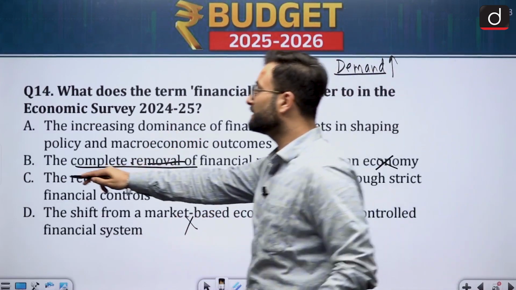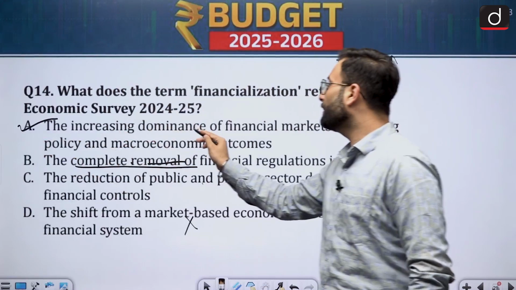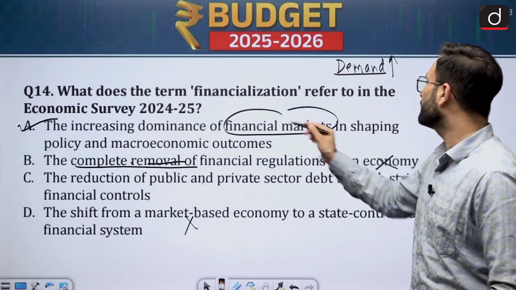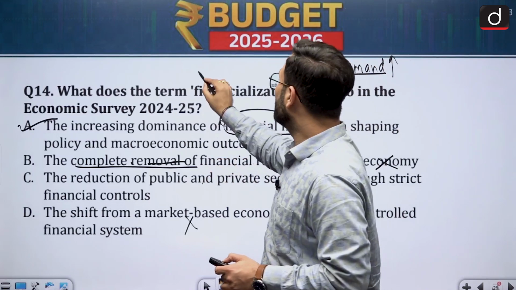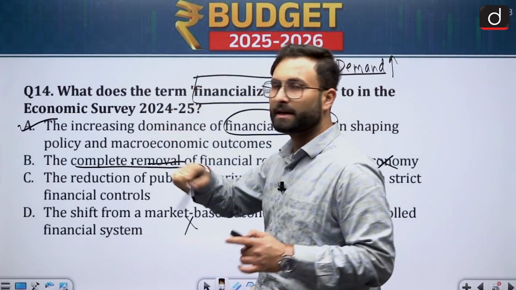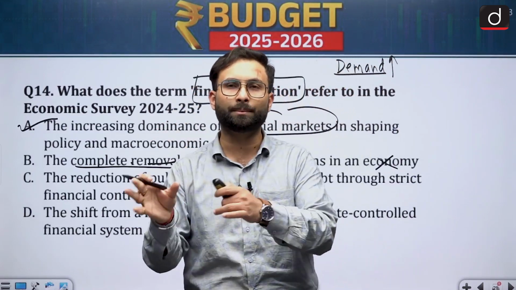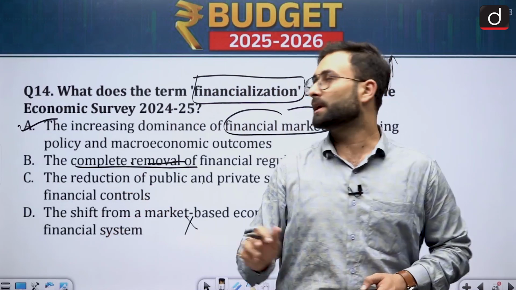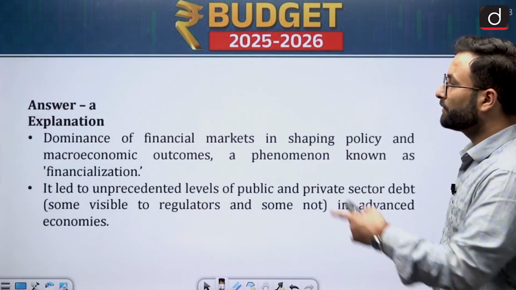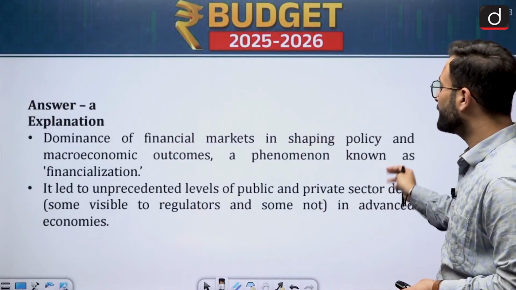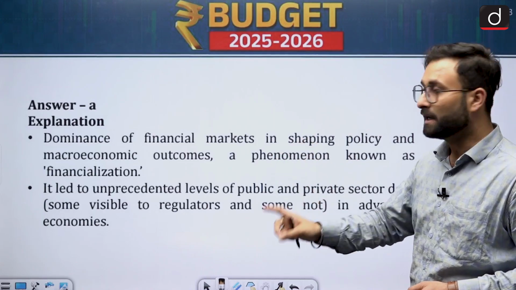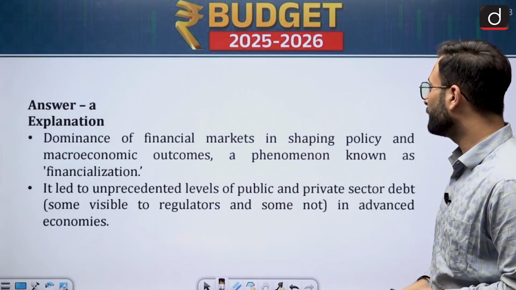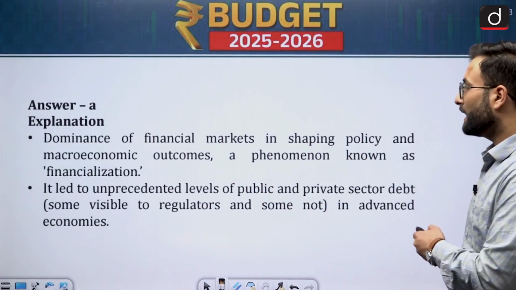Option A is your right answer, which is saying the increasing dominance of the financial market in shaping the policy and the macroeconomic outcomes. What they are saying is that financialization means that the financial market has a sway on policy matters as well. Okay, so that is your answer, that is option A. Here you can say dominance of the financial markets in shaping policy and macroeconomic outcomes, a phenomenon known as financialization. It led to unprecedented levels of public and private sector debt in advanced economies.